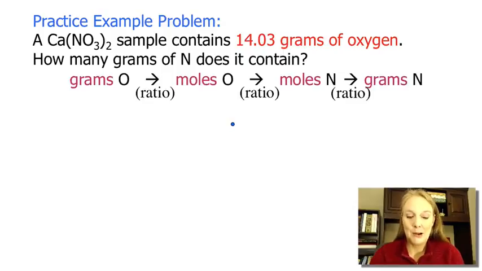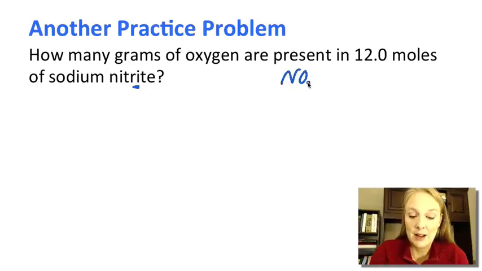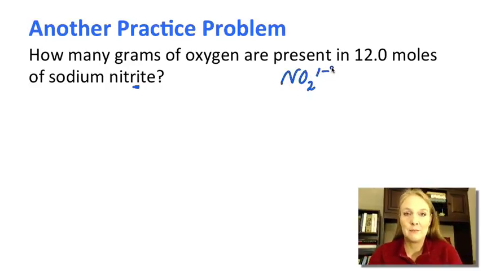Here's how we did the last problem. Here's the last practice problem. How many grams of oxygen are present in 12 moles of sodium nitrite? The first thing we need to do to answer this problem is determine the formula of the ionic compound sodium nitrite. We need to be careful because nitrite that ends with ITE is not the same as nitrate that we've been using. Nitrite is a polyatomic ion, NO2 1-.